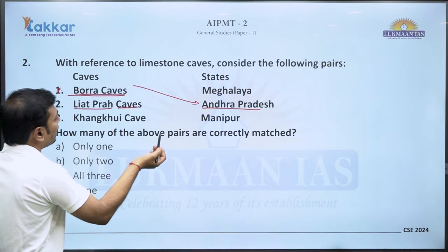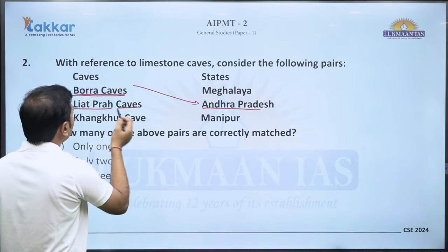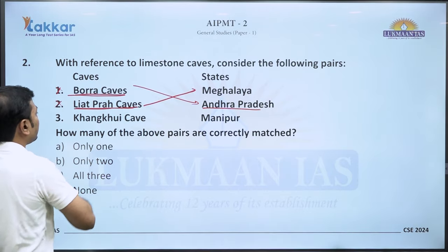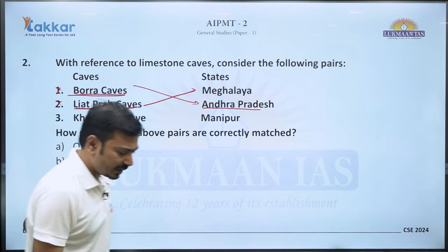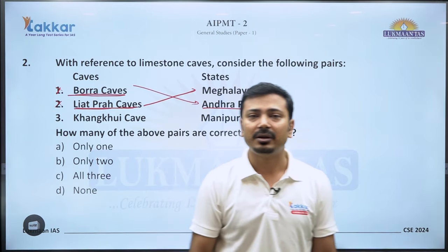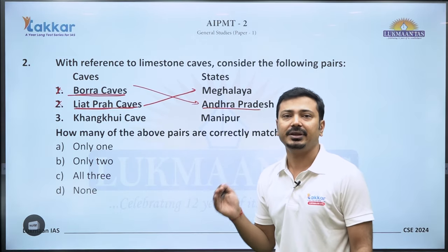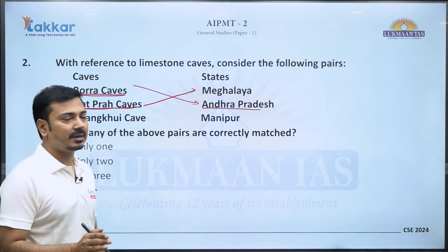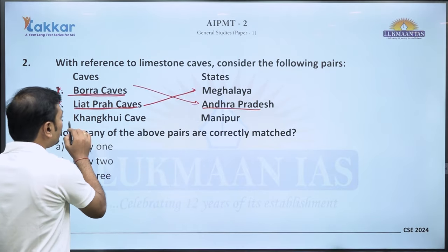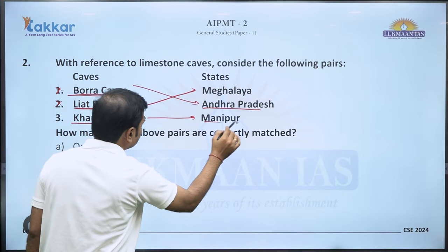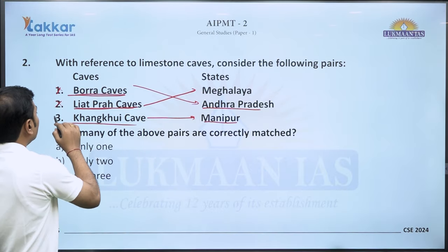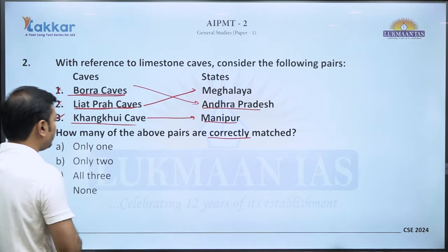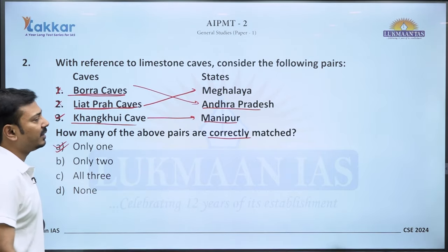Krem Liat Prah caves, one of the longest caves in South Asia, are found in Meghalaya. So this is incorrect. Meghalaya has such kinds of caves. Karst topography is prominently seen in Meghalaya and Andhra Pradesh in India. So you should remember, it is a pending question in the prelims examination. Okay, Khangkhui cave. Yes, this is correctly matched. It is located in Manipur. So only one pair is correctly matched. We have to identify the correctly matched pairs, and that's why the answer here is one.